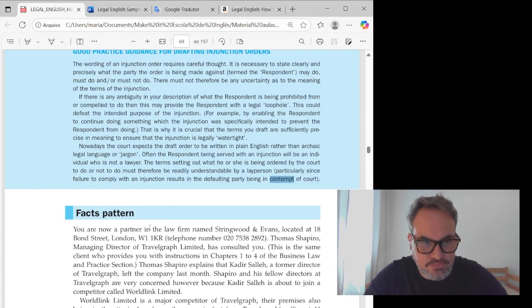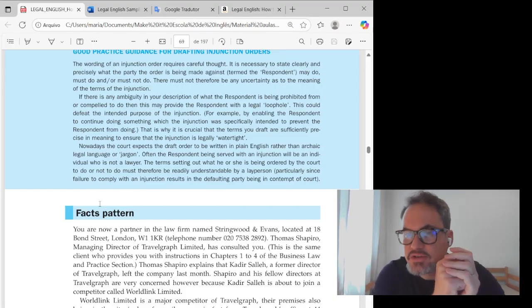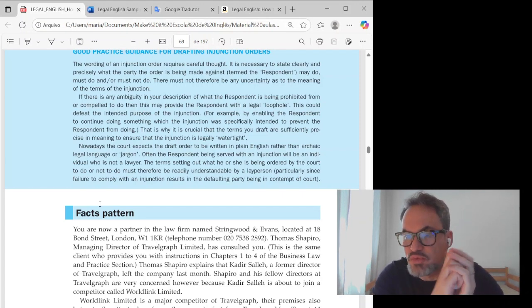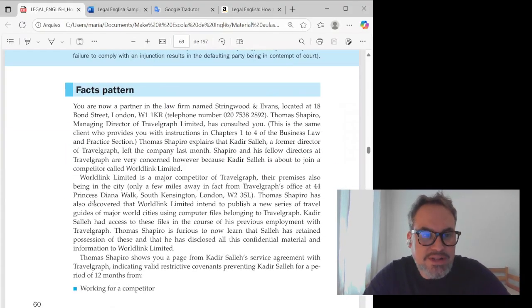So let's go on. Now, we have a small case so we can understand how this injunction will work in a practical way. Okay, let's go. Fact pattern. You are now a partner in the law firm named Stringwood and Evans. Thomas Shapiro, managing director of Travel Graph Limited, has consulted you. So we have a client right now, okay? Thomas Shapiro. This is the same client. Okay, no problem. Don't worry.